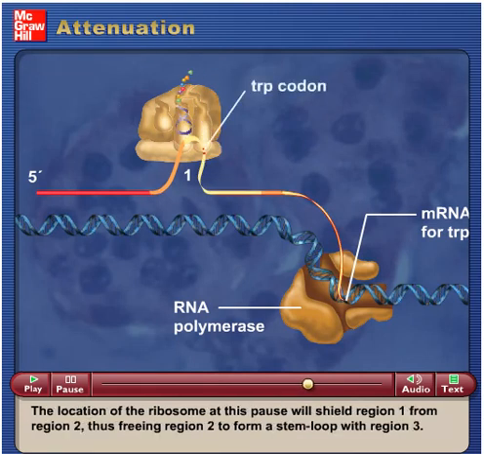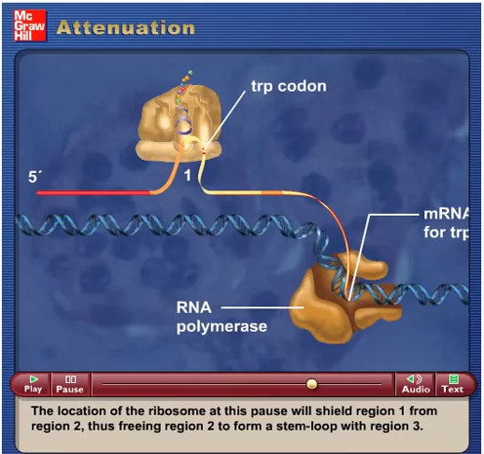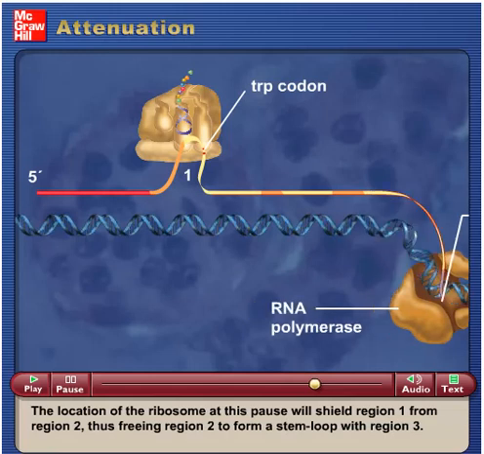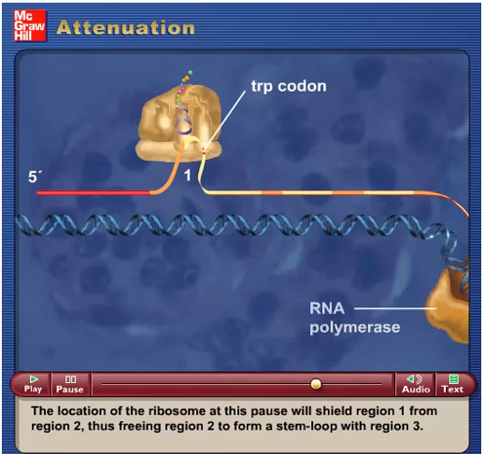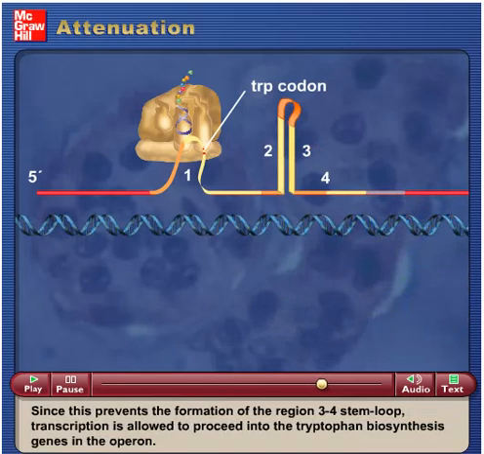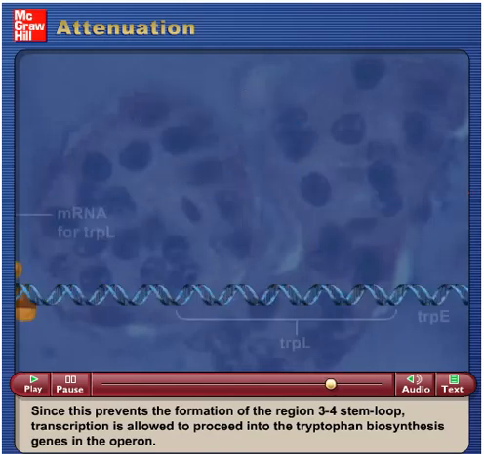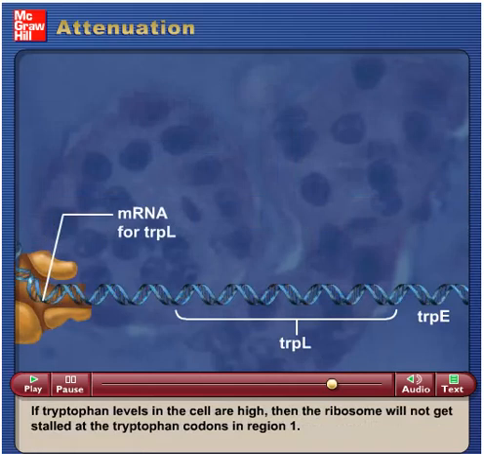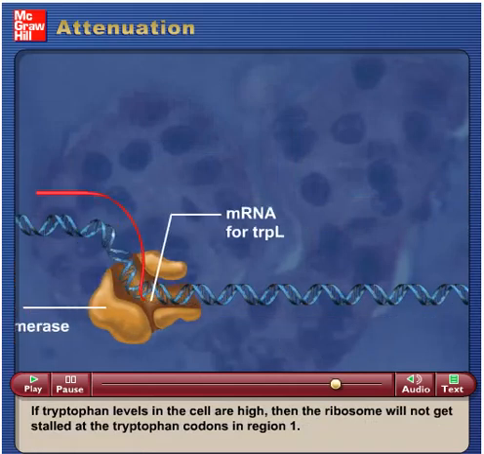The location of the ribosome at this pause will shield region 1 from region 2, thus freeing region 2 to form a stem loop with region 3. Since this prevents the formation of the region 3-4 stem loop, transcription is allowed to proceed into the tryptophan biosynthesis genes in the operon.